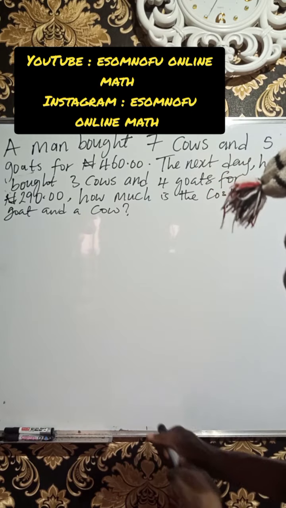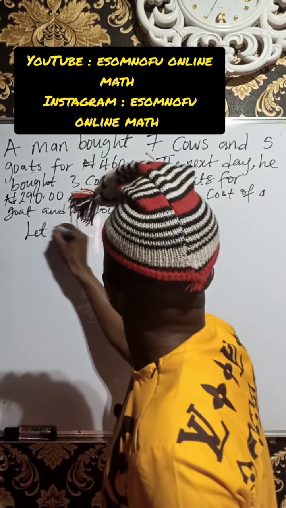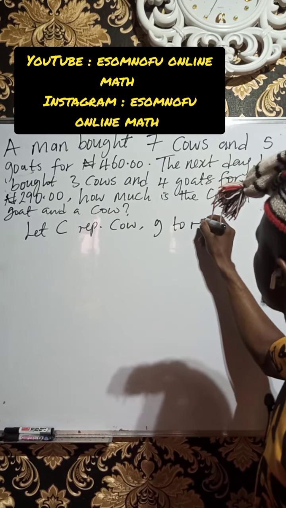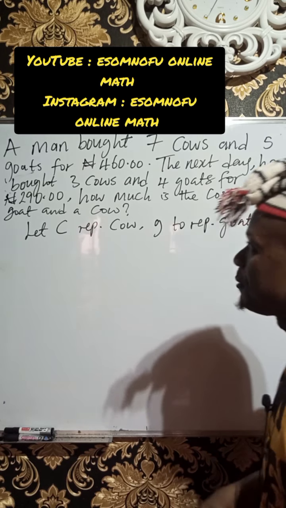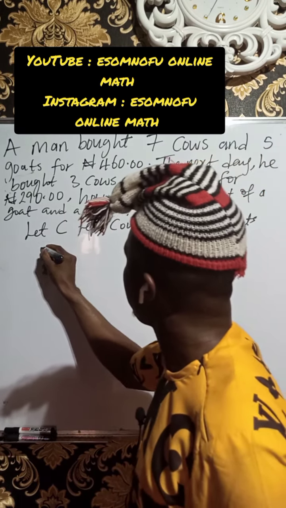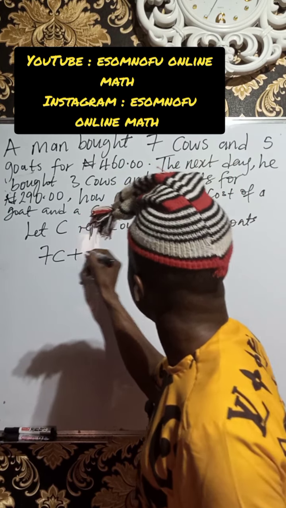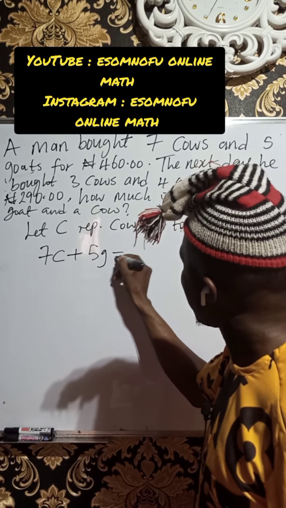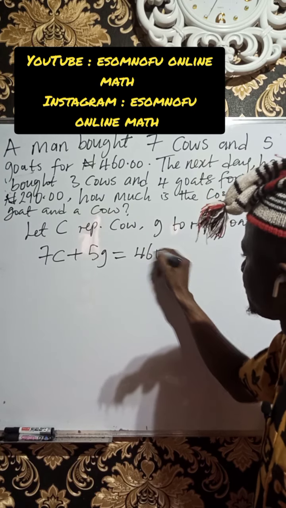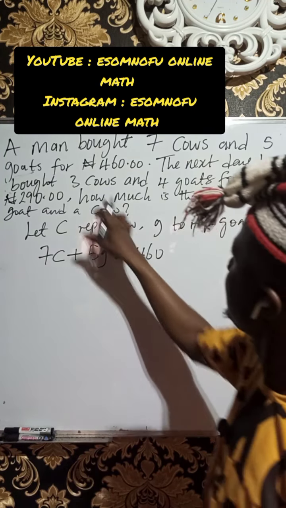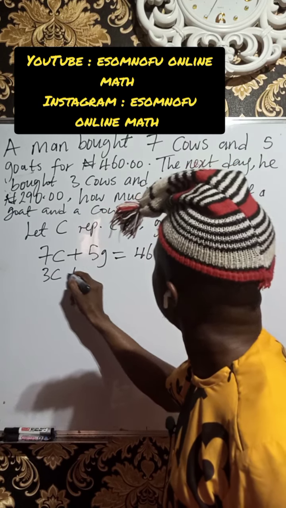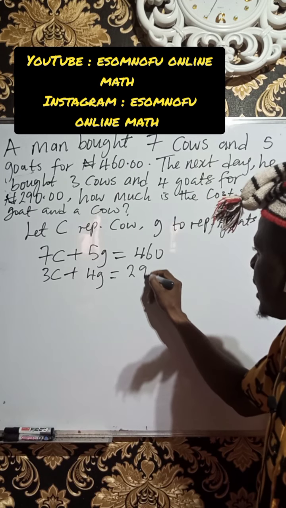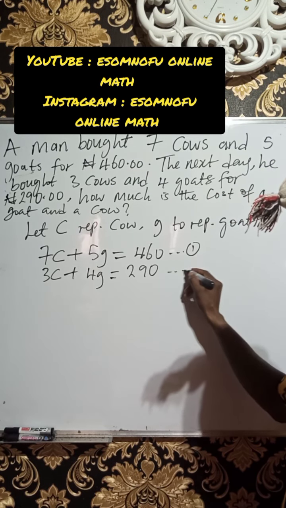All right, so now let us use C to represent cow and G to represent goats. On the first day, he bought 7 cows, so I'll have 7C, and 5 goats, so 5G at a price of 460 naira. The next day, he bought 3 cows, so we have 3C and 4 goats, 4G at a price of 290 naira. This is equation 1 and this is equation 2.